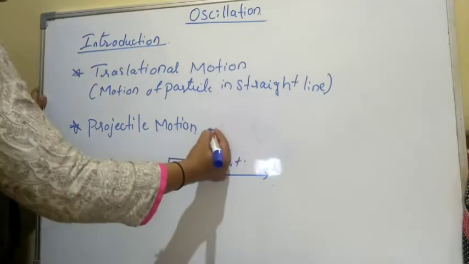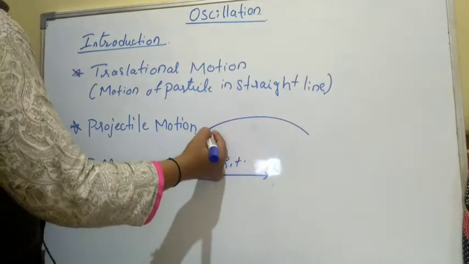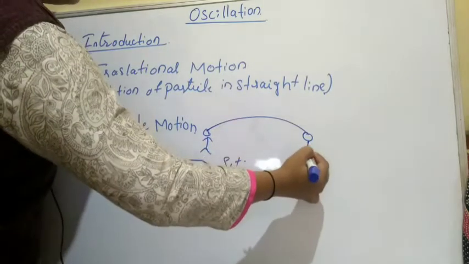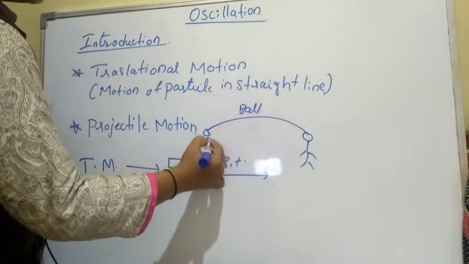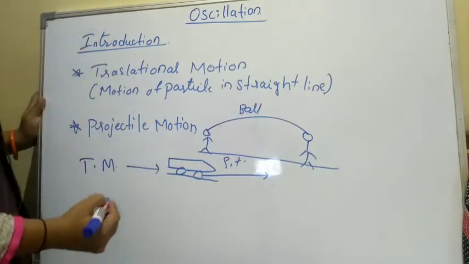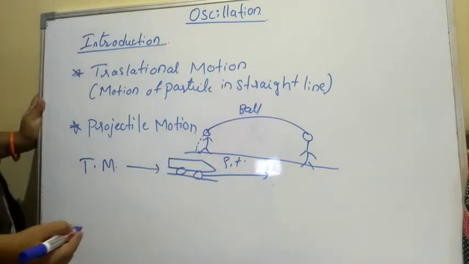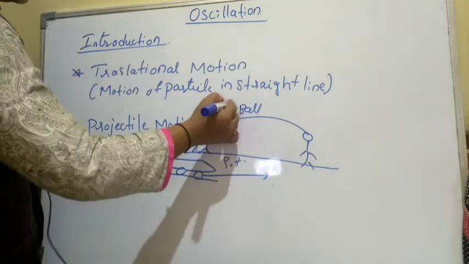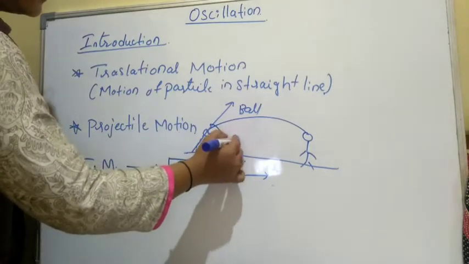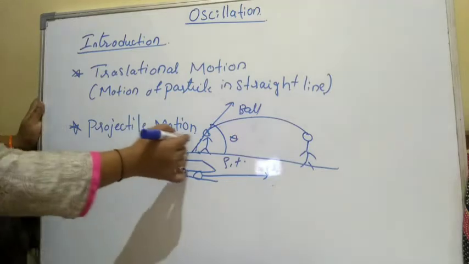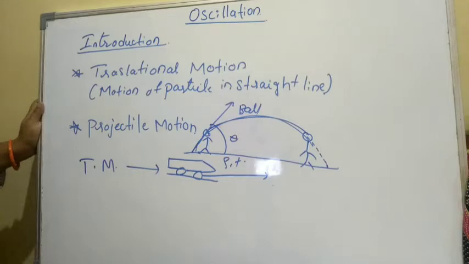For example, when a person standing on one side throws a ball to another person, as in a game of catching the ball from one side to another. If you draw the tangent over the path traveled by the body, it will make an angle theta with the straight line. This is projectile motion, meaning it makes a projection with a straight path.